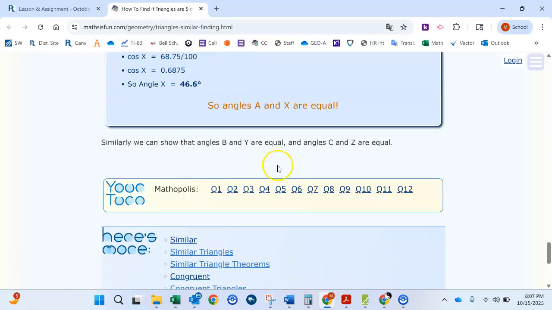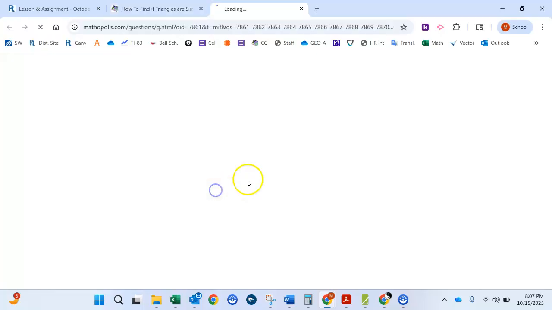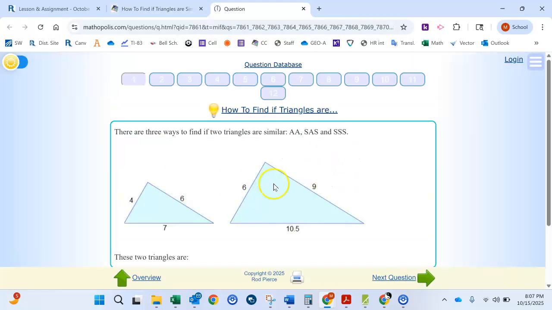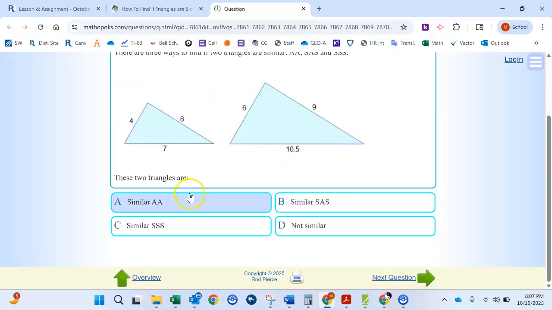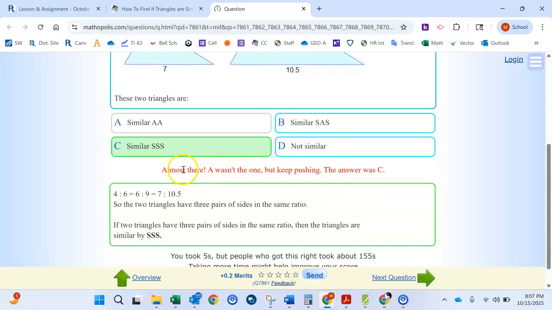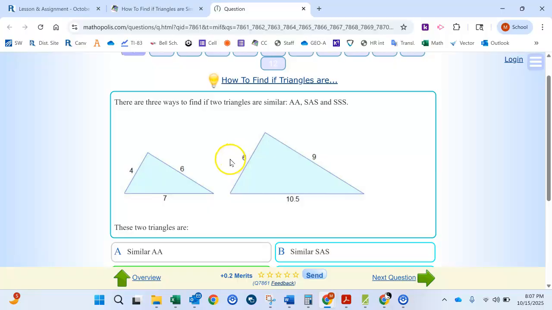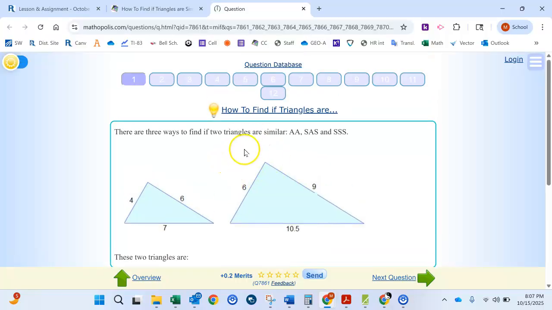When you're done, you're going to have the questions. You come to questions, you click on it, and it's going to test you on your understanding. Remember that if you click on something and it's wrong, it will tell you what the correct answer is. So make sure you read it so you understand it. That's the important thing. You're going to learn about it.